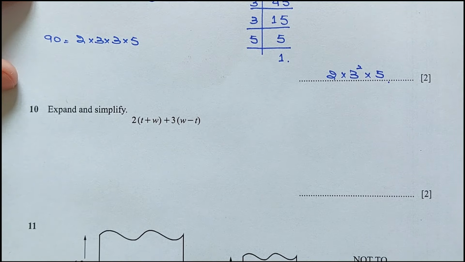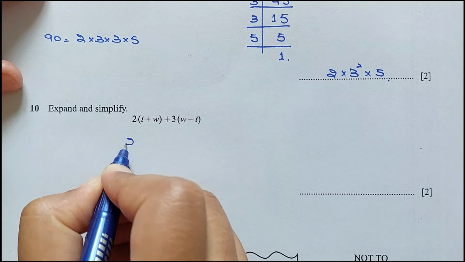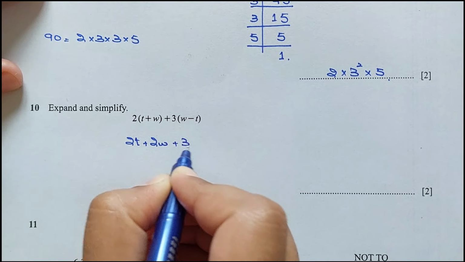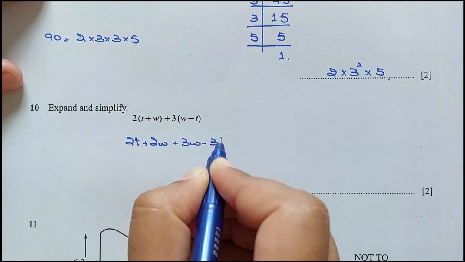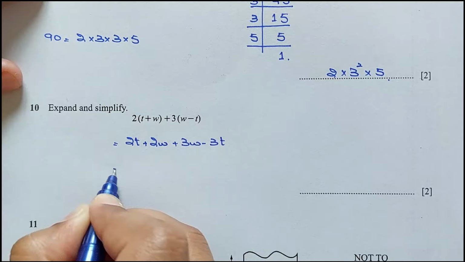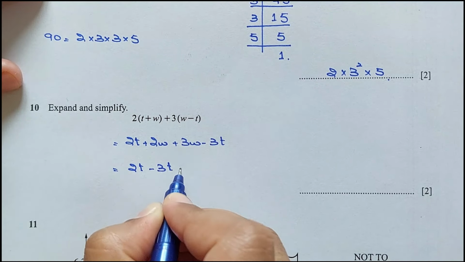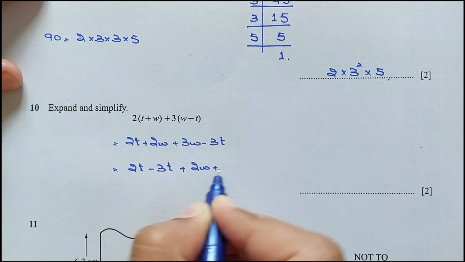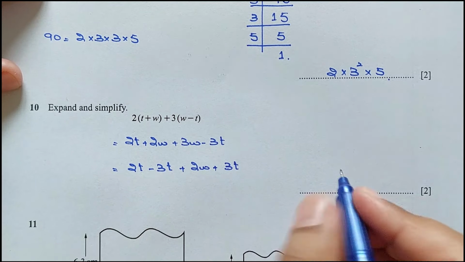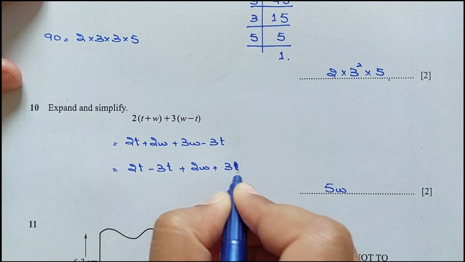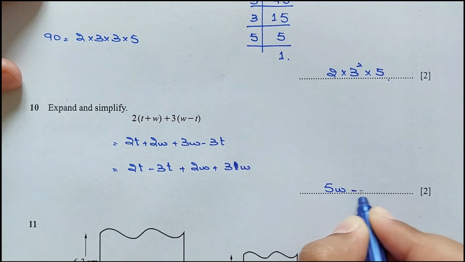Question number 10, expand and simplify. So this is 2t plus 2w plus 3w minus 3t. Simplify the t terms and the w terms: 2t minus 3t, and plus 2w plus 3w. So 2 plus 3 is going to be 5w, and minus t.